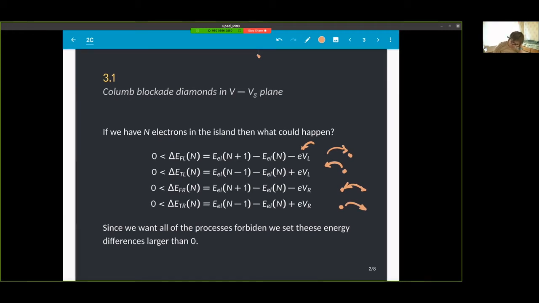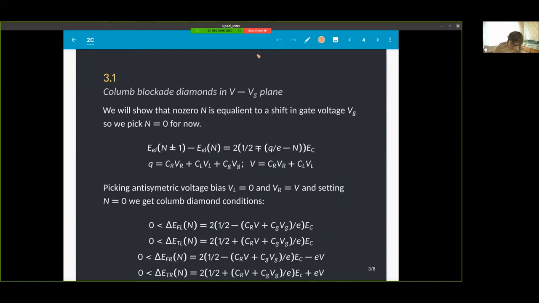And it turns out that when we express this E electric, the difference of electric energies, we get this combination Q over E minus N, and this particularly shows that we are safe. It's a periodic function in terms of Q, and that's why we can pick this N0 for the moment, for simplicity.